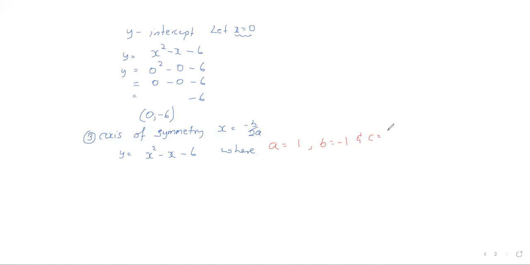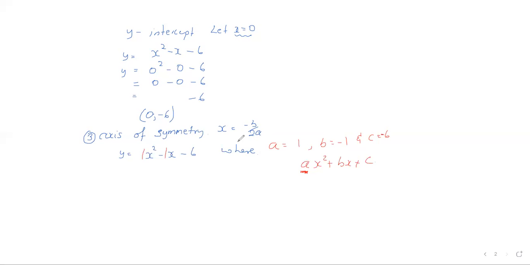and c is negative 6. From the form ax squared plus bx plus c, the coefficient of x squared is our a, so we have 1 here. The coefficient of x is our b, and the number that is independent of x is our c. So our c is negative 6 there.